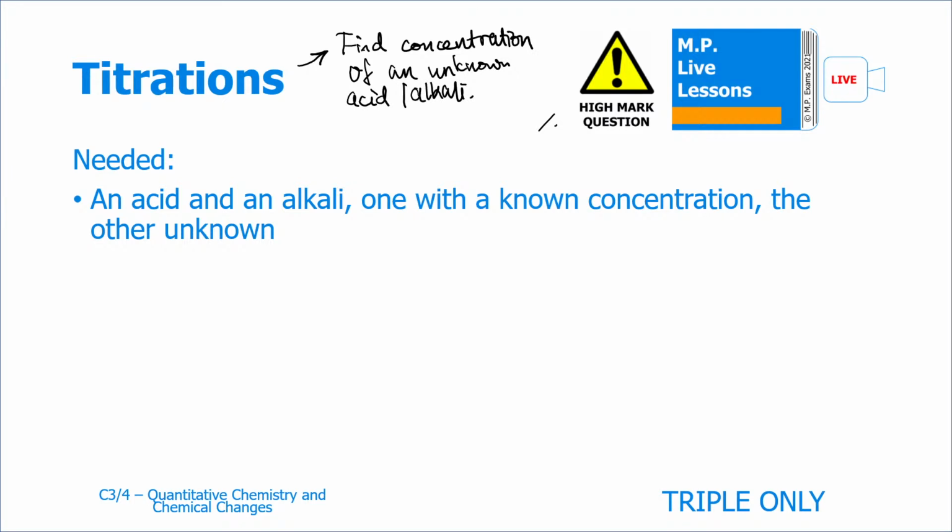Like, let's say you've got a new bottle of acid, but it doesn't tell you what concentration it is, and you can use a titration to find it out. You'll just need to know the other reactant and its concentration. Some other equipment you may need is a conical flask and a one-sided indicator.